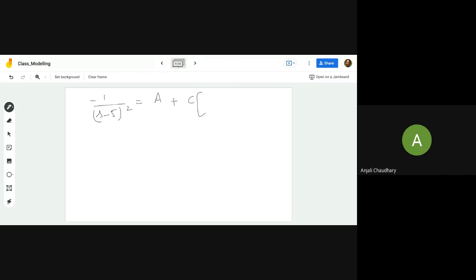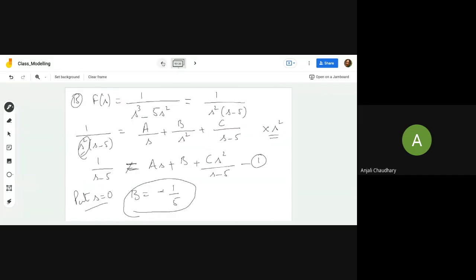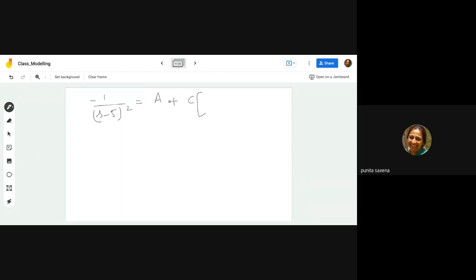Ma'am, please show the previous slide once. Here you go. Ma'am, s square minus 10s upon s minus 5 whole square. Okay, so s square minus 10s upon s minus 5 whole square, right? Now again put s equal to 0. So what do you get? A is minus 1 by 25.